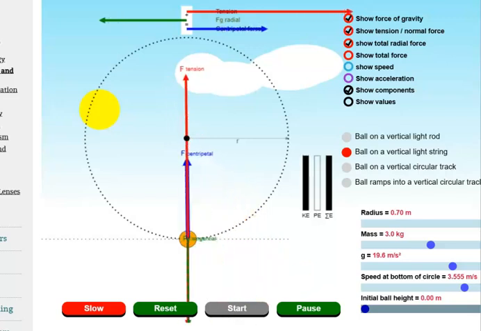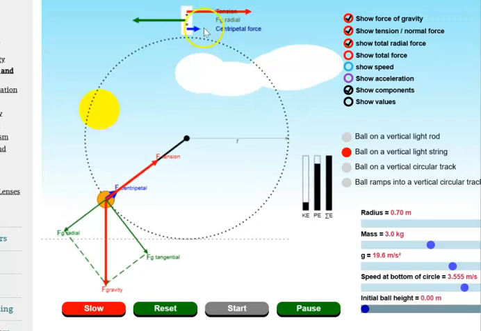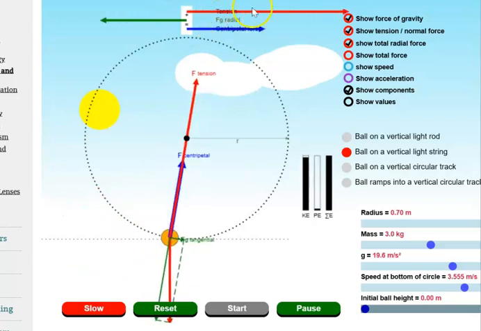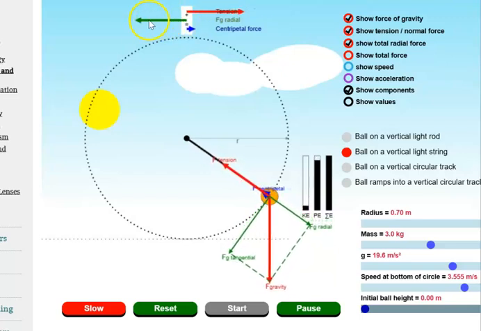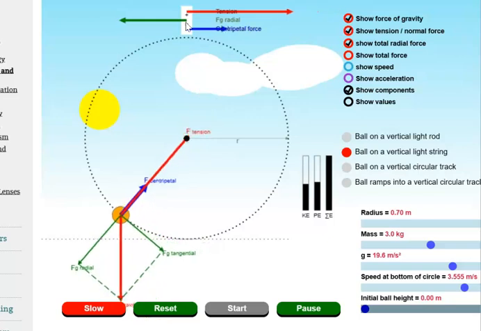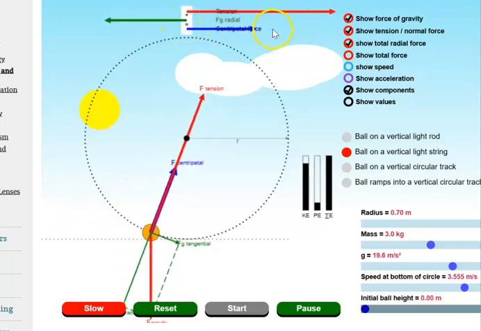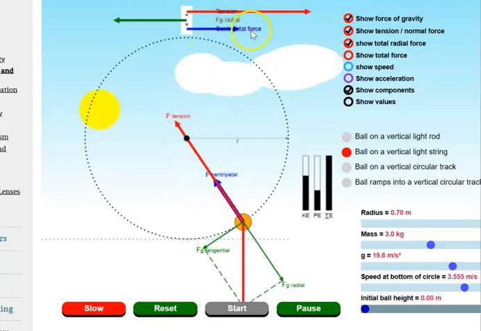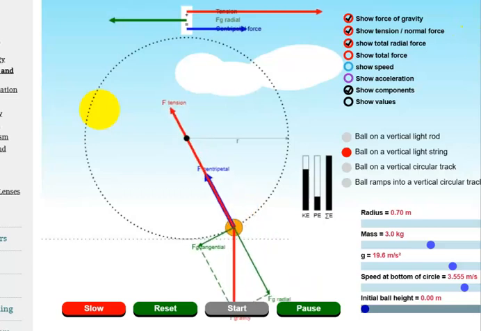Okay, and there's also a graphic at the top where you can see the various different components: the tension increasing and decreasing, the amount of the gravity that is acting in the direction of the center of the circle, and then the blue line is basically the sum of those two.